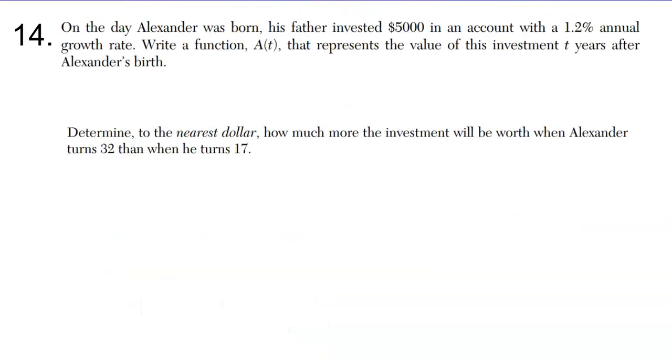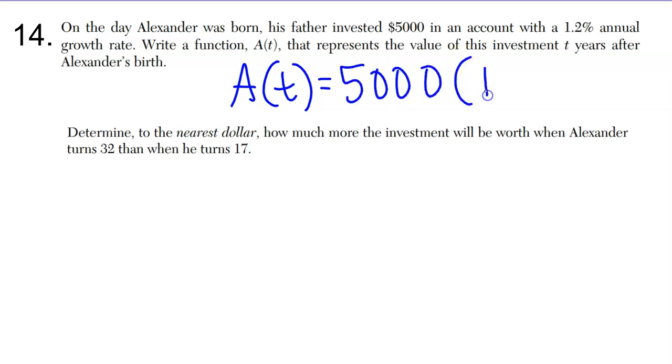On the day Alexander was born, his father invested $5,000 in an account with a 1.2% annual growth rate. Write a function A of t that represents the value of the investment after t years. All right, have to write parentheses t, not a y. Okay, do we know the initial amount? Yes. Do we know if it's growth or decay? Annual growth rate, plus sign, and we know it's after t years. So let's turn this into a decimal by moving it twice. 0, 1, 2.